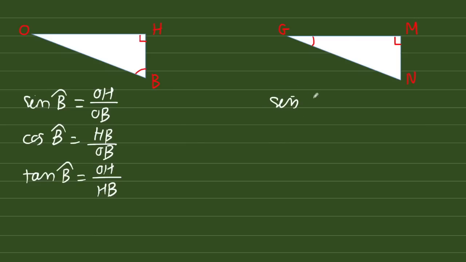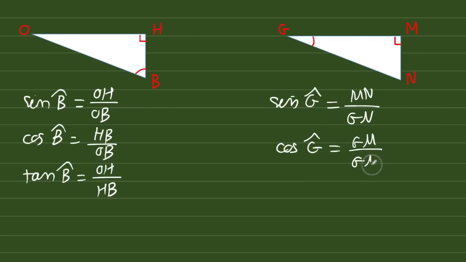Okay, angle G: sine G is opposite MN divided by hypotenuse GN. Cos G is adjacent GM divided by GN. And the last one, tan: opposite divided by adjacent. Opposite is MN, adjacent is GM. Yeah, that's it.